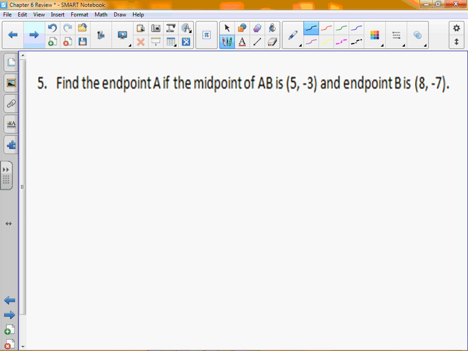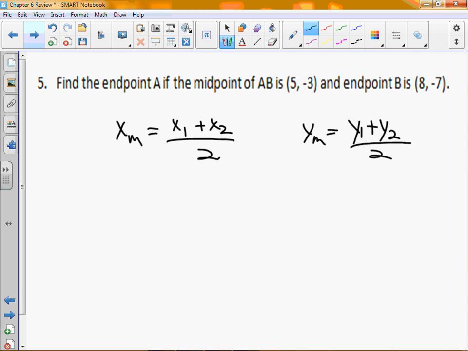In number 5, it's not the 2 endpoints that you have. How do you know it's not the 2 endpoints? It says, guys, it tells you what it has. It tells you you have one of the midpoint values and one of the endpoint values. What you're finding is the other end.